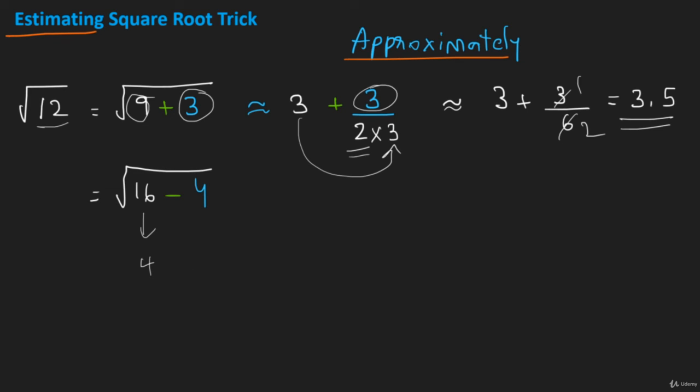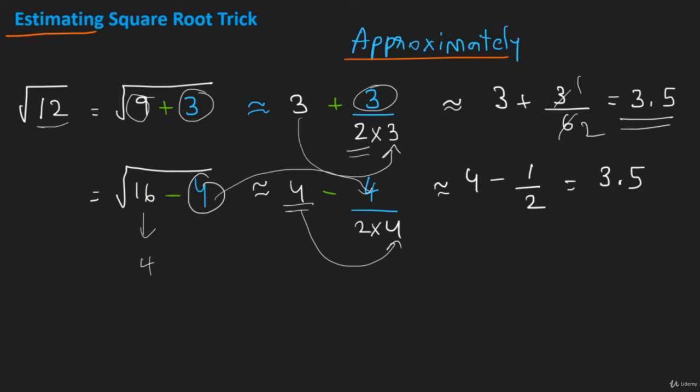So you write it as approximately 4 minus, this 4 comes over here, and 2 times the 4 that you have over here, whatever you got over here, that's equal to 4 minus 1 by 2, because 4 by 2 into 4 is 1 by 2. So this is approximately 4 minus 1 by 2, which is also equal to 3.5. And you can see it's the same thing that we got over here.